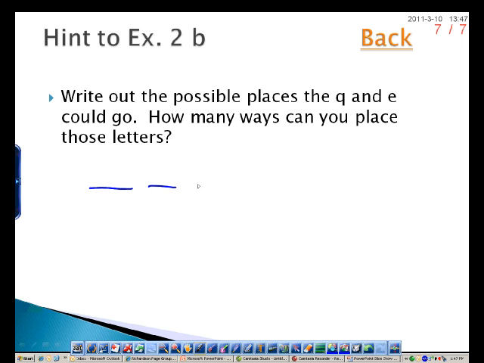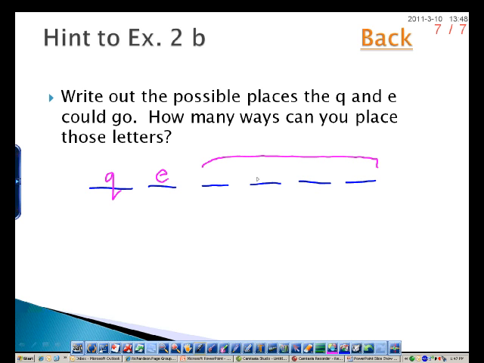Is R still going to be the second one? No, we don't have any restrictions on R anymore. Just Q and E being next to each other. All right? So let's pretend that we're going to put Q, then E. How many letters are left to arrange in these 4 spots? 4. And how many different arrangements are there of those 4 letters?